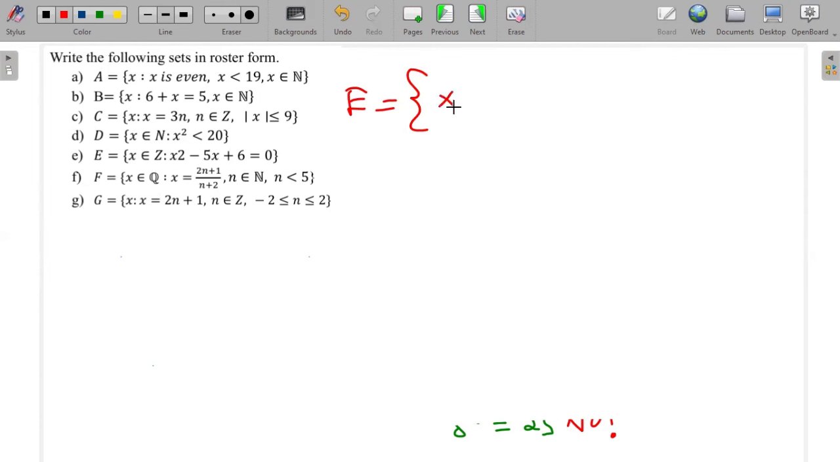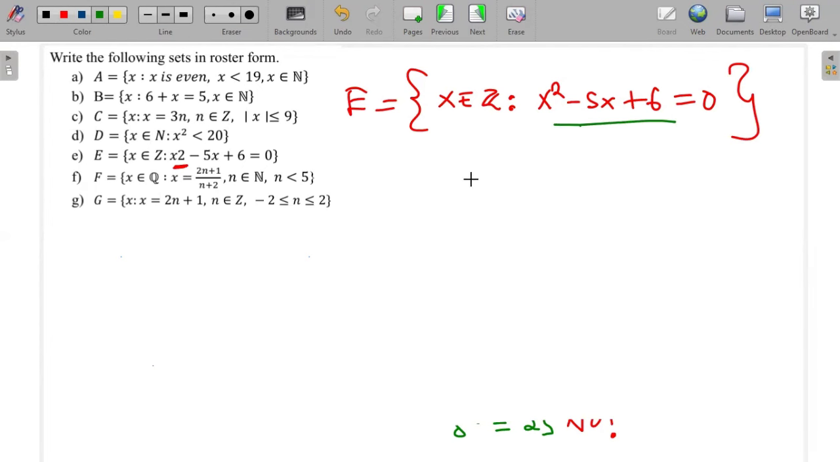it's a set of all x's where x is an integer, such that x squared minus 5x plus 6 is equal to 0. So they want us to list this set here. Meaning that the values of x in this set should satisfy this equation, and those values of x should also be integers.